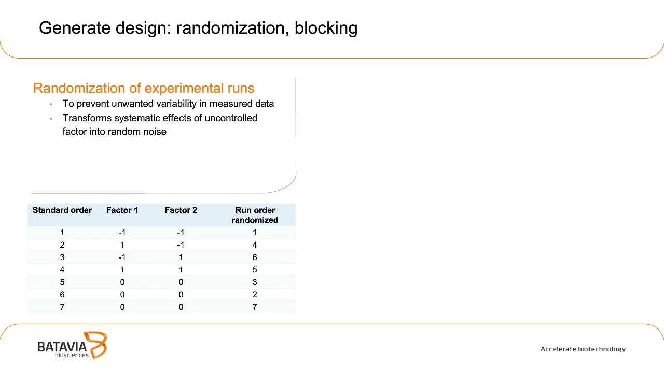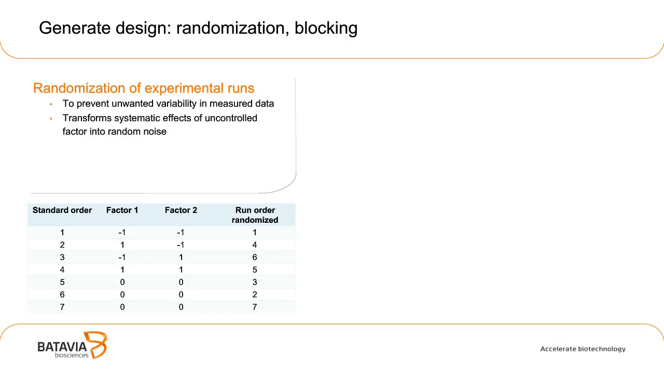So to prevent unwanted variability in your measured data, it's better to randomize the order of runs. So systematic effects will be transformed into random noise, but it also helps you later, if you analyze the data, you can actually see if there is some time-related factor you did not control in your experiments, and you can think about which one that can be, and maybe take that along in your next design.